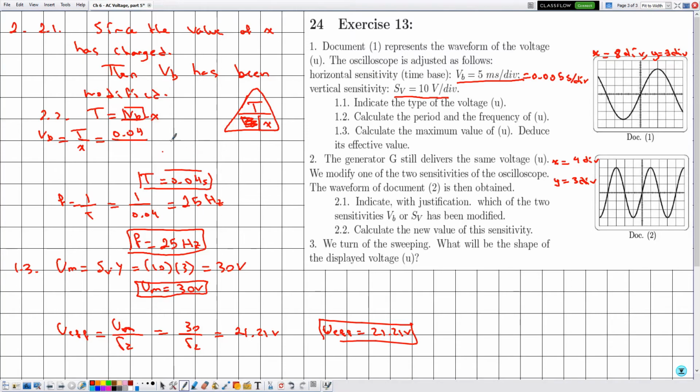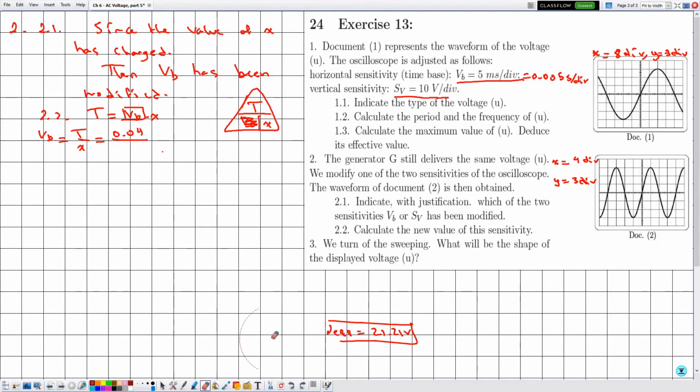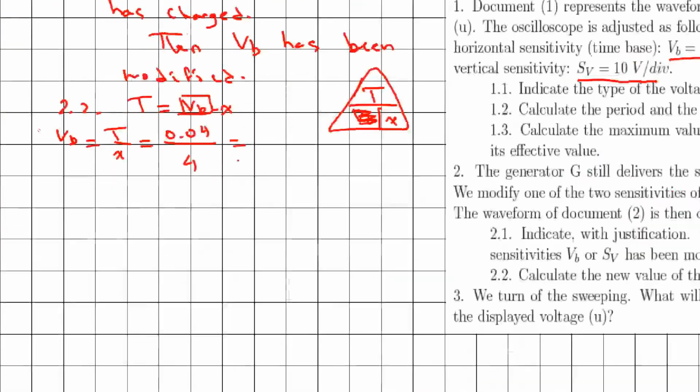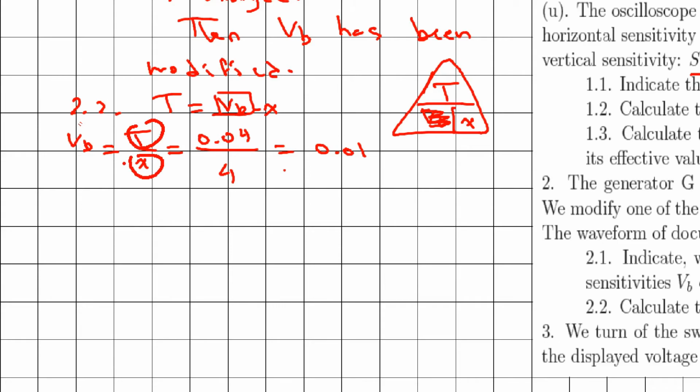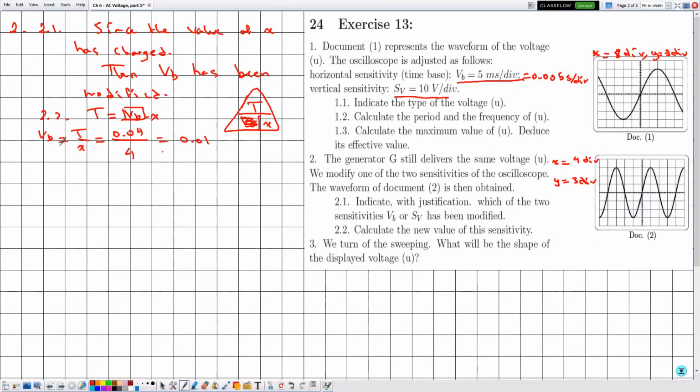Now because I have used the period, let me erase everything to make some space. As for the value of X, we will use the new value of X, which is 4. Plugging this on the calculator, the value of VB is 0.01. Because the period and the X are expressed in the SI, the unit of VB will be in the SI, which is seconds per division. So VB is equal to 0.01 seconds per division.